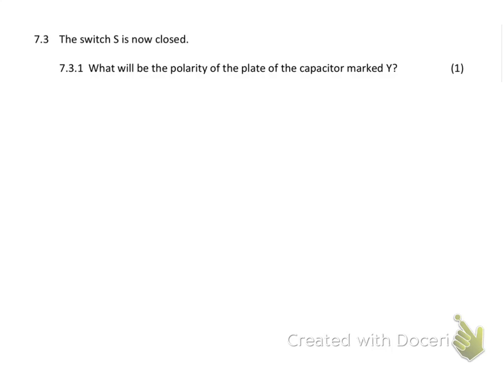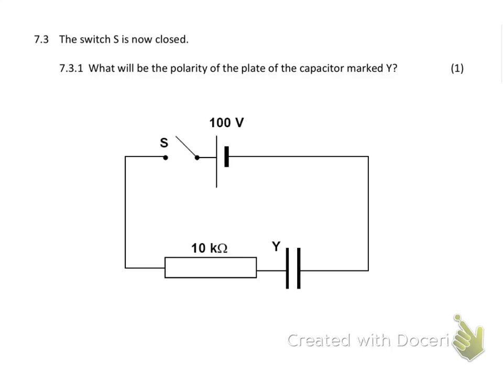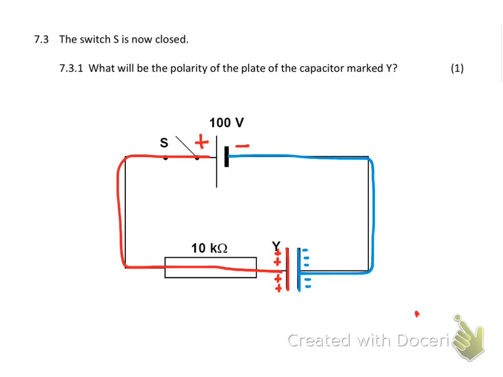Alright, switch S is now closed. What will be the polarity of the plate of the capacitor marked Y? So there's our circuit diagram. Remember that the long end of the battery is positive and the short end negative. And so if we follow the positive side round to the parallel plate capacitor, the positive end of the battery is connected to plate Y, which means plate Y will be positive. The negative end is connected to the other plate, and that will obviously be negative. So the answer to the question is that plate Y will be positive.